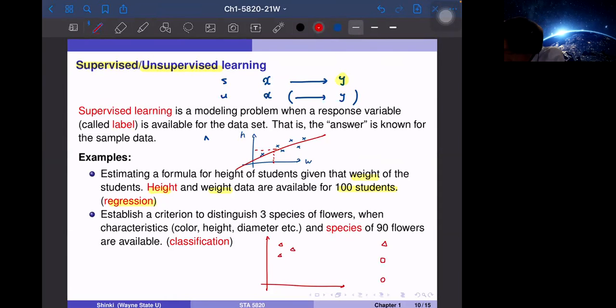Then we have maybe triangles here. Maybe this is the color, maybe brightness. And this is the height of the flower. Then possibly we have this data. Then we can see that probably the best way to distinguish these 3 species is maybe like this. So species A, B, C. So this is the classification problem in supervised learning.